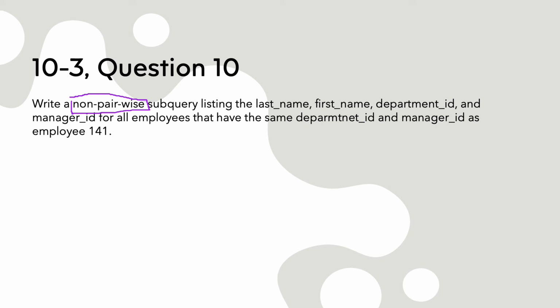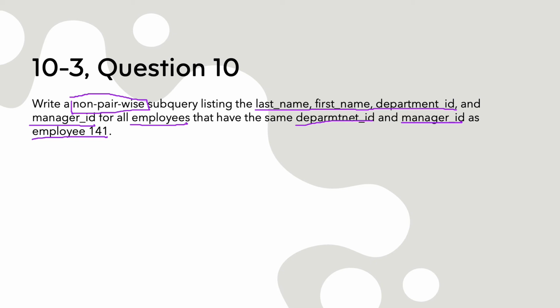Next, we know that we need to select last name, first name, department ID, and manager ID. So that's what's going to go into our select statement. And we're selecting from the employees table. And we only want to select employees that have the same department ID and manager ID as employee 141. So those are going to be our subqueries: determining whether the department ID is the same as employee 141 and the manager ID is the same as employee 141.